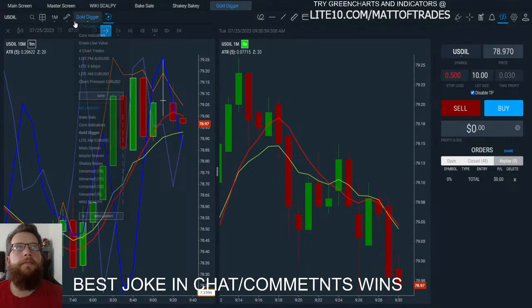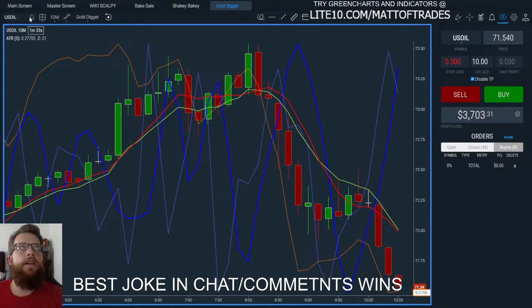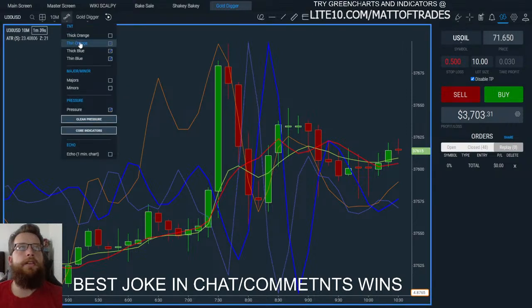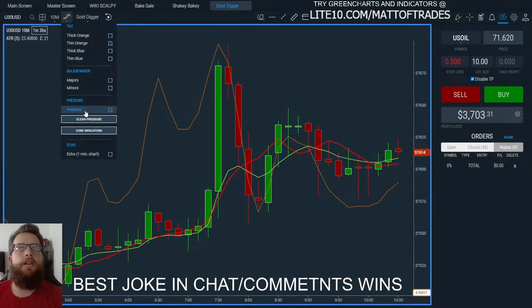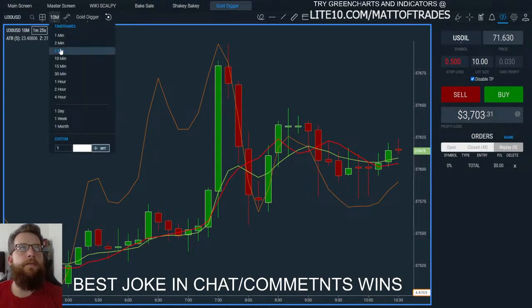Okay, so let's set up my chart. Just do that. Okay, get our correct pair, which is the Dow US30 USD. And set up the indicators that we want, which is just these two. So our thin orange TNT and our pressure indicator. So this is pretty simple. 5-minute time frame.